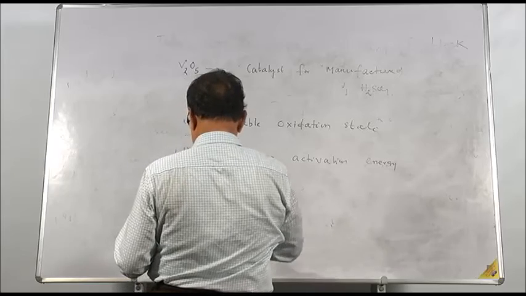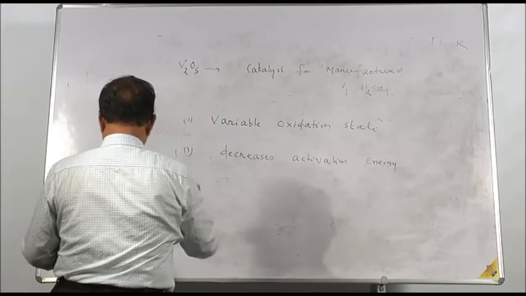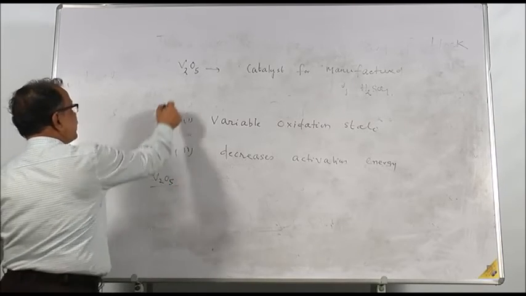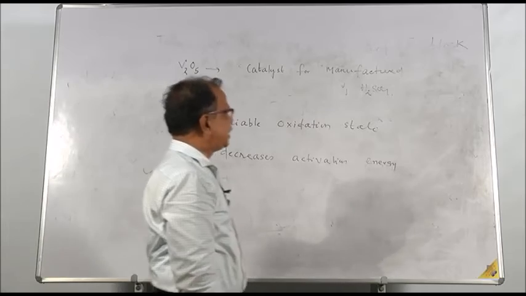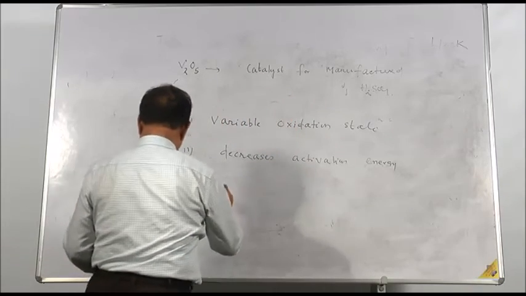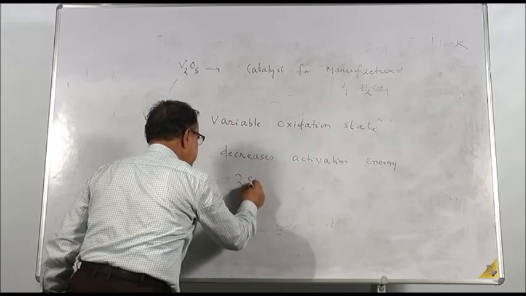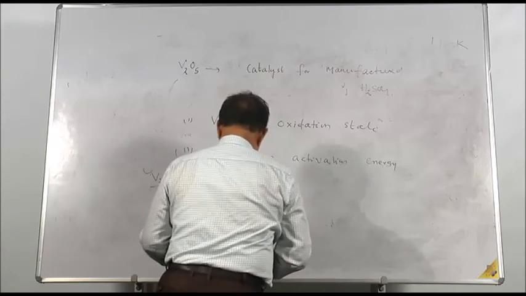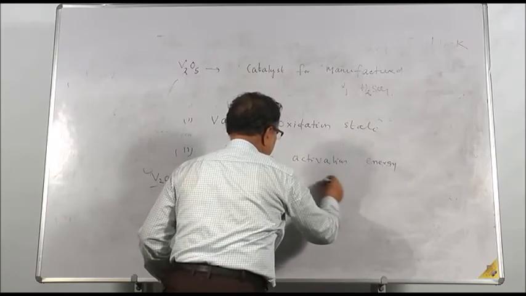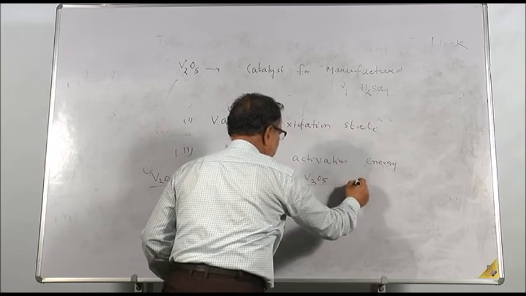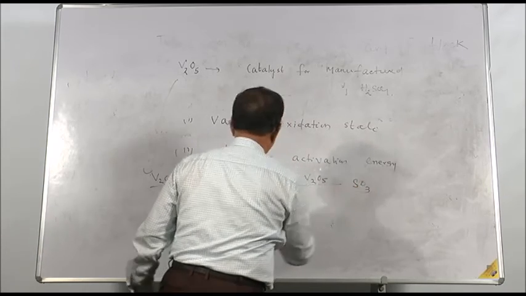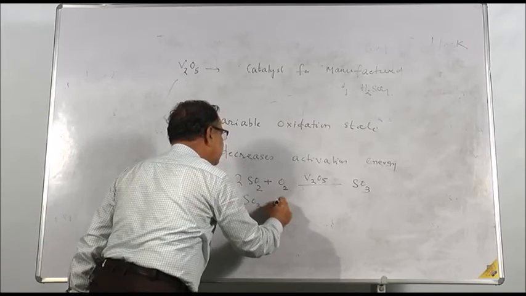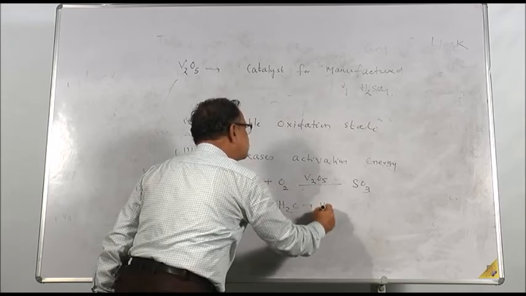So these are some of the applications of vanadium. Let us discuss vanadium pentoxide. It's a catalyst for manufacture of sulfuric acid. The equation is 2SO2 plus O2, with V2O5, forms SO3. SO3 is soluble in water. SO3 plus H2O forms sulfuric acid, H2SO4.